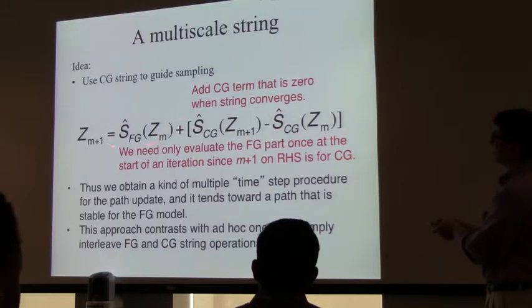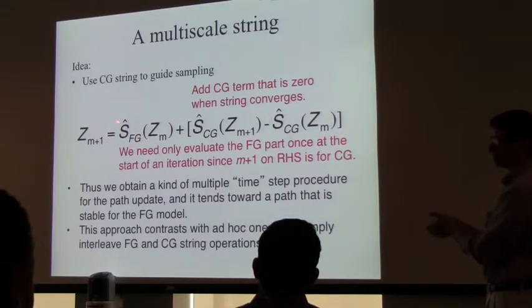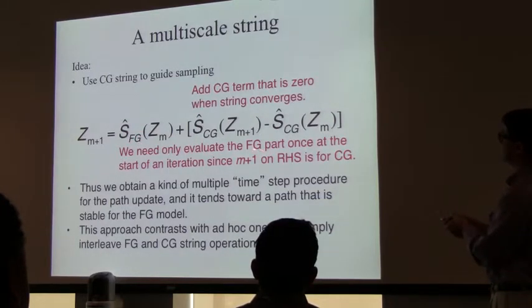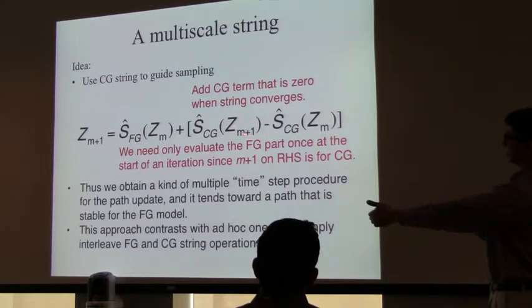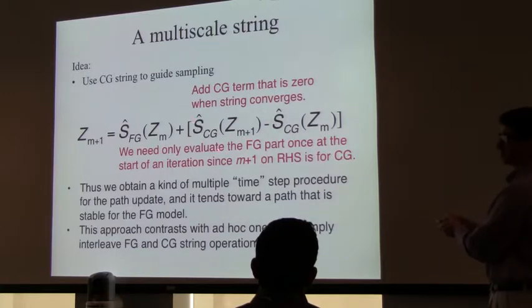And that means that my original string operation with the fine-grained, presumably more accurate model is still going to be stable. I get back what I started with. On the other hand, the only place over here on the right-hand side that I've got the next guess that I want to generate, this m+1, is over here in the coarse-grained model.